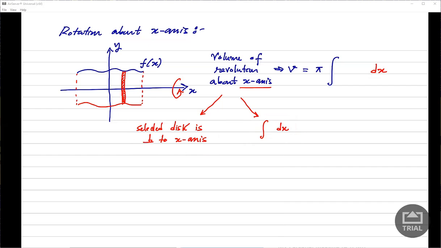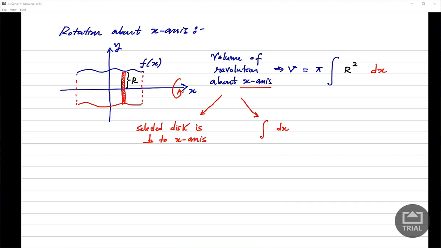So how does that help you? Now, if the disk is perpendicular, you can see that the radius of that disk would be this length. This would be the radius, and that radius squared should come here.